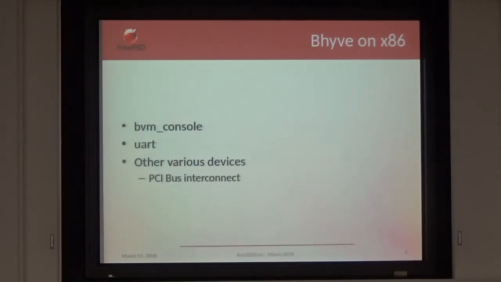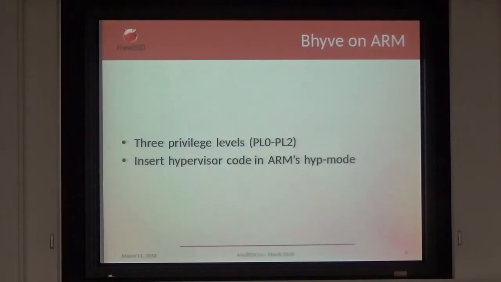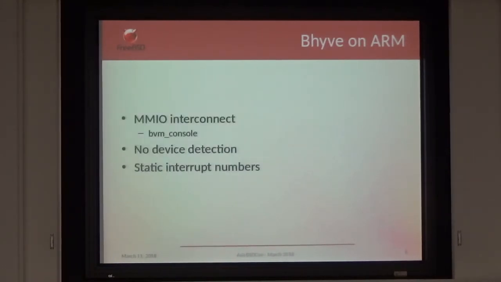On ARM, bhyve is located at all 3 privilege levels, PL0 to PL2. PL0 is the user space, PL1 is the kernel space, and PL2, equivalent to exception level 2, is the hypervisor level. And we have inserted the hypervisor specific code in the hyp mode, also known as privilege level 2. Moreover, ARM systems only have the MMIO interconnection mechanism.